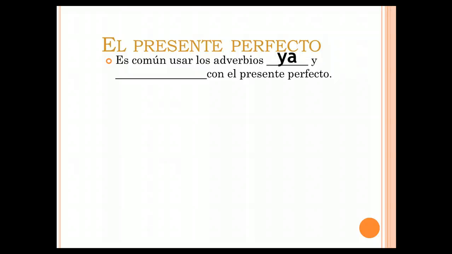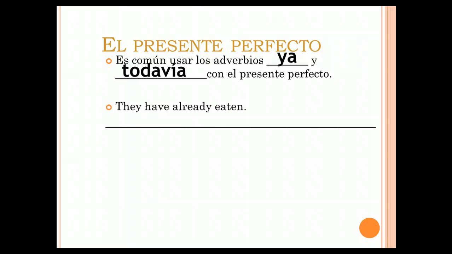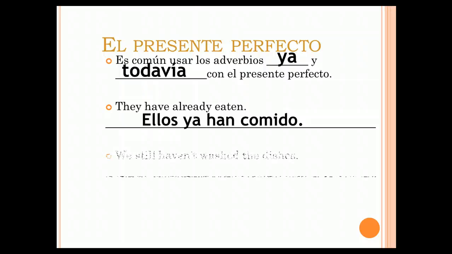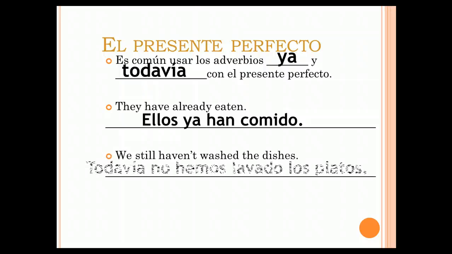It is common to use the adverbs ya and todavía with the present perfect. Ya meaning already and todavía meaning still. They have already eaten. Ellos ya han comido. The ya comes first. We still haven't washed the dishes. Todavía no hemos lavado los platos.